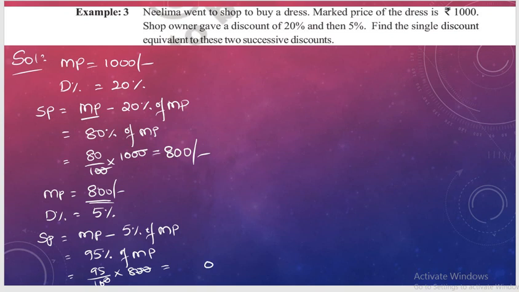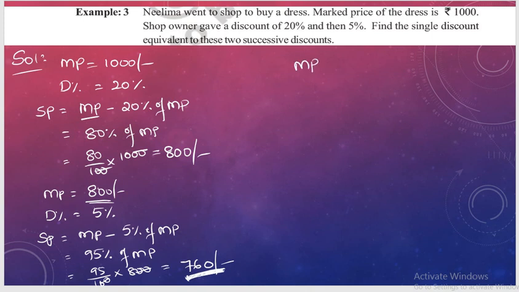5 8s are 40, so 4 will be left. 8 9s are 72, 76. So for how much has he sold it to the customer? He sold it for 760 rupees. He sold it for 760 rupees. Now let us see what this 760 rupees is.